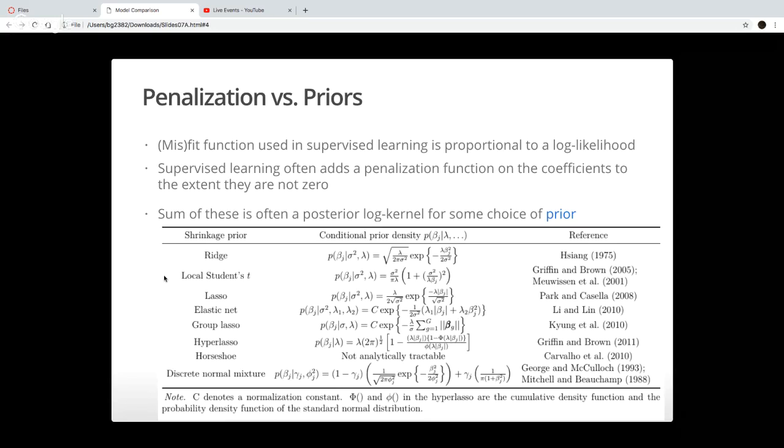And so you can reinterpret what a lot of supervised learning is doing as finding the posterior mode for a posterior that's defined by a log likelihood and a weird prior distribution, the logarithm of which is used as the penalty function. So you're not finding the whole posterior distribution, just the posterior mode, and then going with it in terms of making predictions going forward.